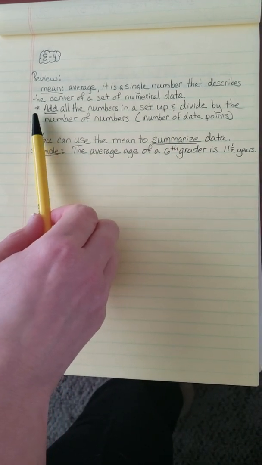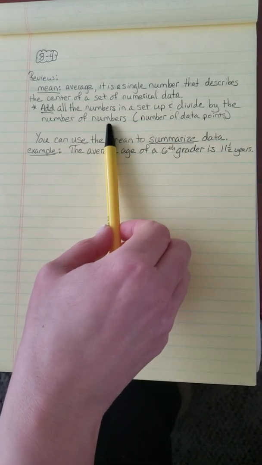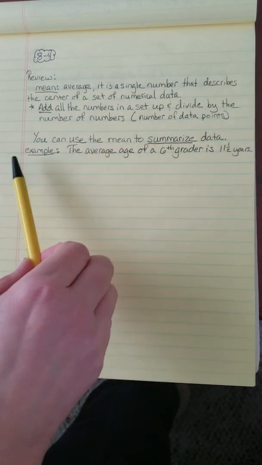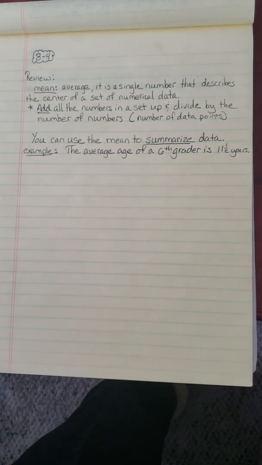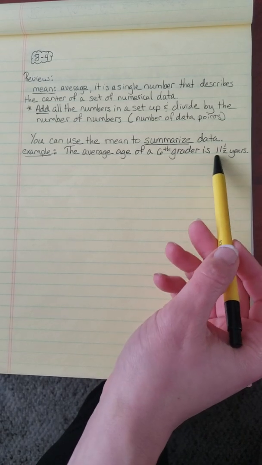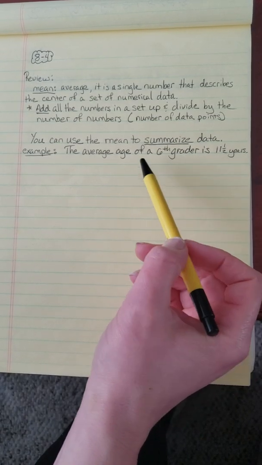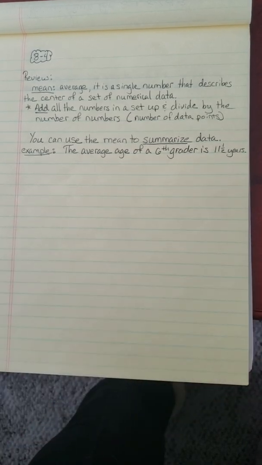And remember how to find the mean. You add all the numbers up in a set and divide by the number of numbers, or the number of data points. Remember, you can use the mean to summarize data. An example, if I wanted to say the average age of a sixth grader, I'd say 11 and a half years old, as opposed to saying every single kid's age. But our average age is 11 and a half.